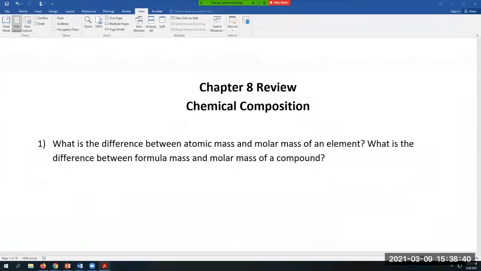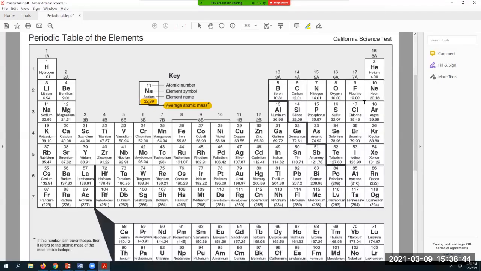If we look at the periodic table, that's where you will find the atomic mass. Notice how in yellow here, it shows how the average atomic mass is shown below the name of the elements. For example, for carbon, it's going to be 12.01. Oxygen is 16.00. And the atomic mass is in units of atomic mass unit, AMU.